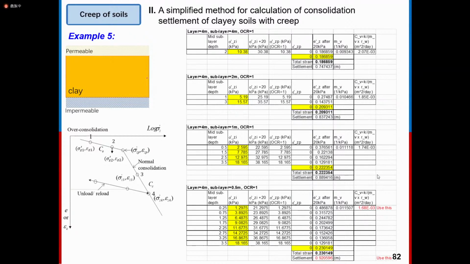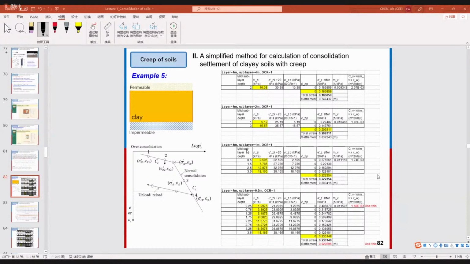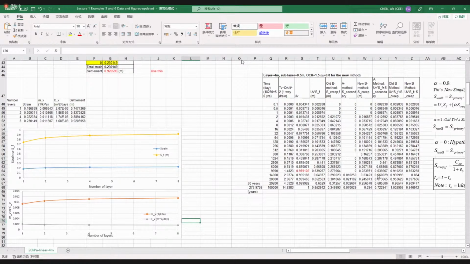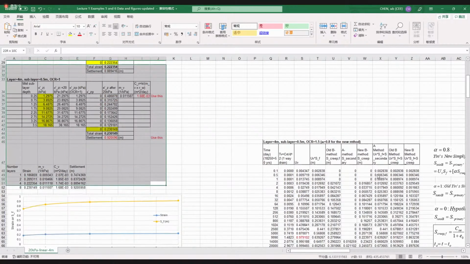Here shows you the sketch of this soil layer. And we know the slope, see here, we know the slope of the CC here, right? So let's move to the Excel file. Okay, I think you can see my Excel now, right?